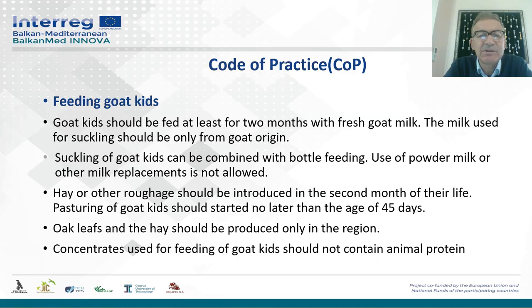In this subchapter of the Code of Practice, we explain how we feed goat kids. We give attention to some specifics, like for example that use of powder milk or other milk replacements is not allowed, or the hay and other ravage in the second month of their life, or that pasturing of goat kids should start no later than the age of 45 days. So these elements, even if they look very simple, are important for the code of practice because in this way we guarantee the specificity of this product.